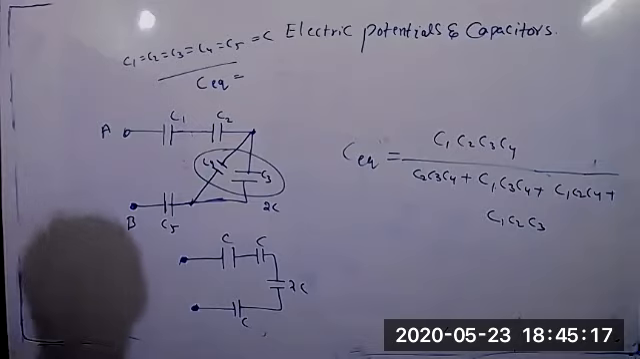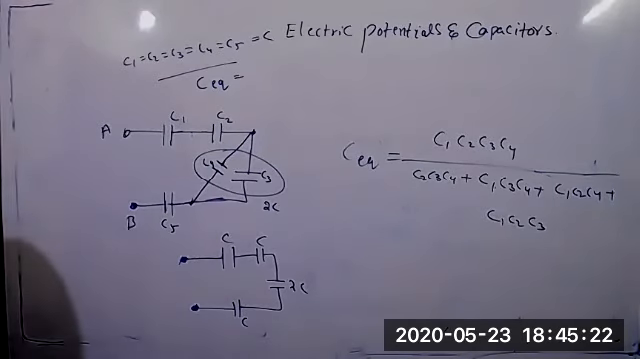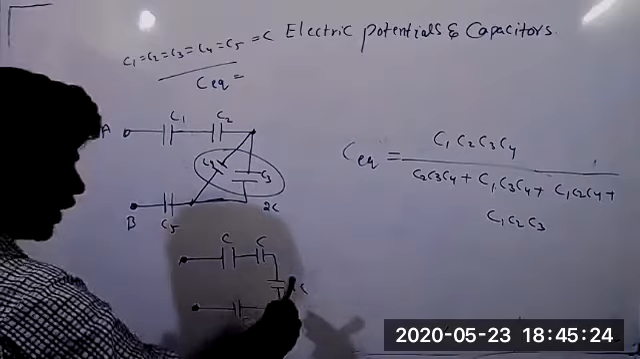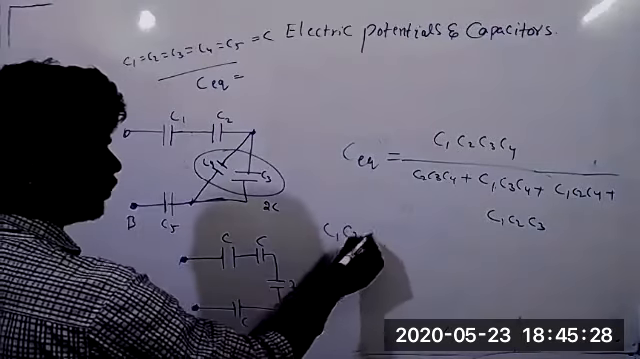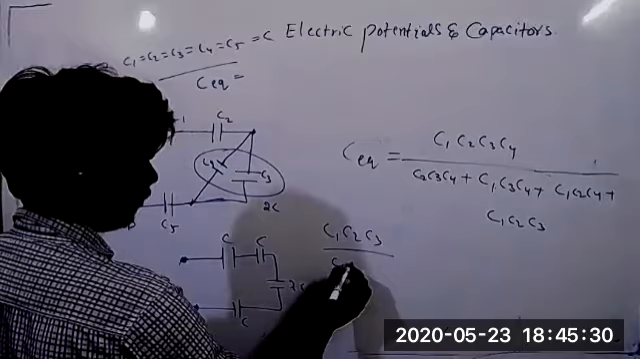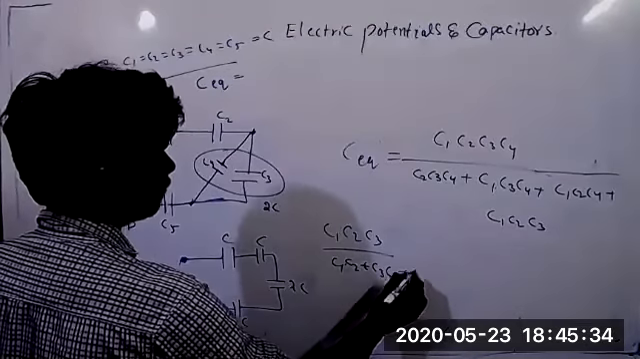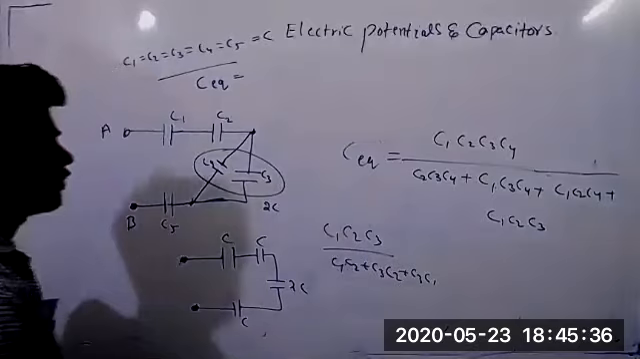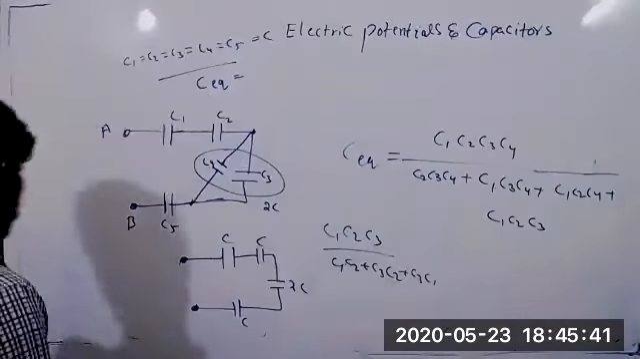Because in series you can't add immediately. Now solve that. They have given 4. If you get only 3, you know, C1, C2, C3 by C1, C2 plus C2, C3 plus C1, C3, like that. But here they have given 4, no? When they have given 4, 4 combinations will come.